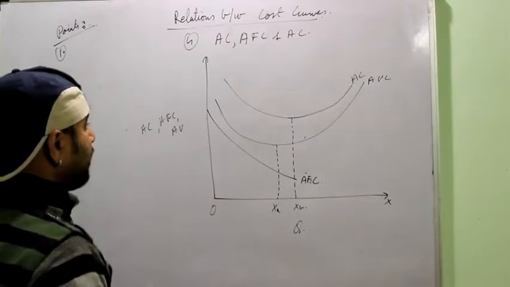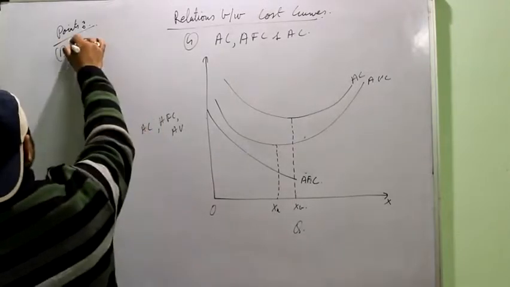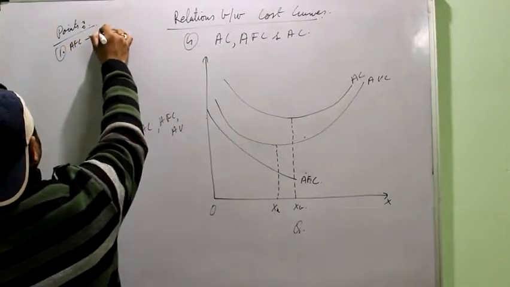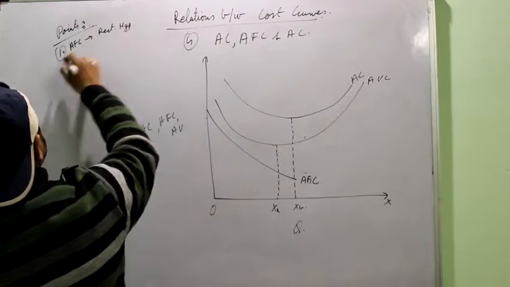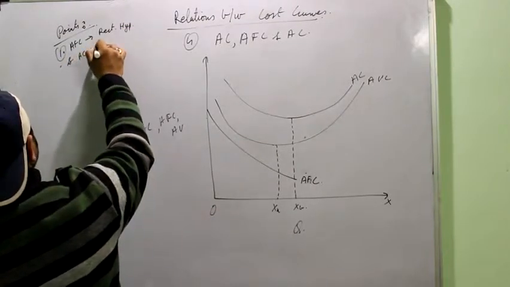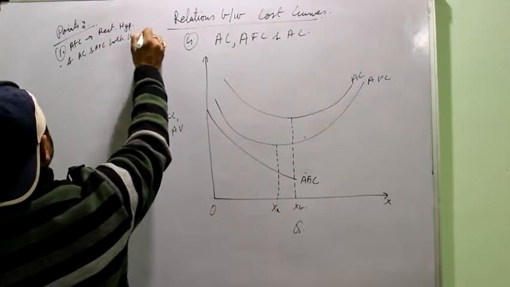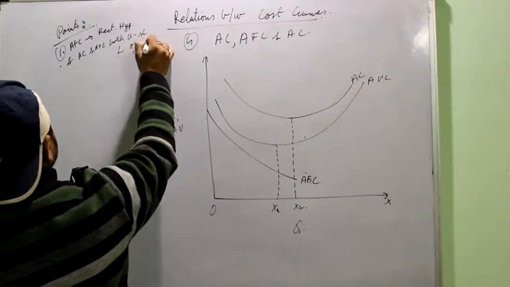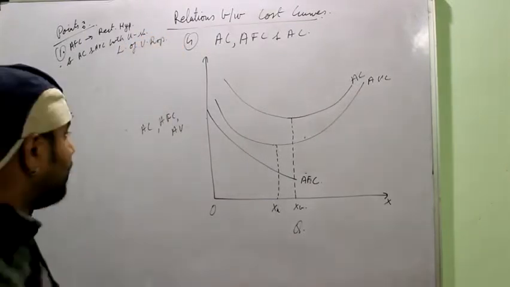First is the general explanation, that is AFC is a downward sloping curve or a rectangular hyperbola, as we have already done, while AC and ABC are both U-shaped due to the law of variable proportions. This should be the first point of your explanation.